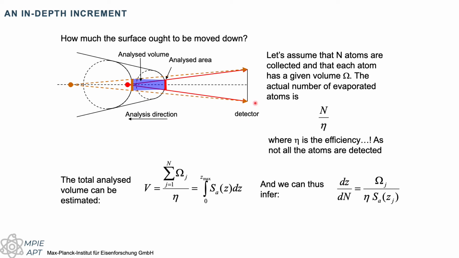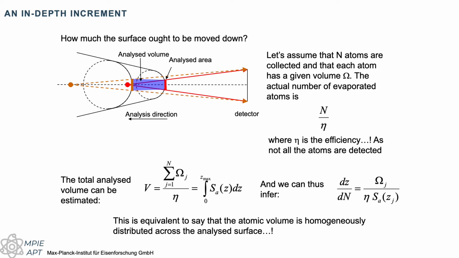And so based on this, we can infer that if we know the analyzed area at the start and at the end, because we know the magnification and we know the area of the detector, we can deduce from the analyzed volume the total depth that we've analyzed. And the math is really quite straightforward to do. And this will give us an idea of how much we need to move down in Z every time we process one ion.